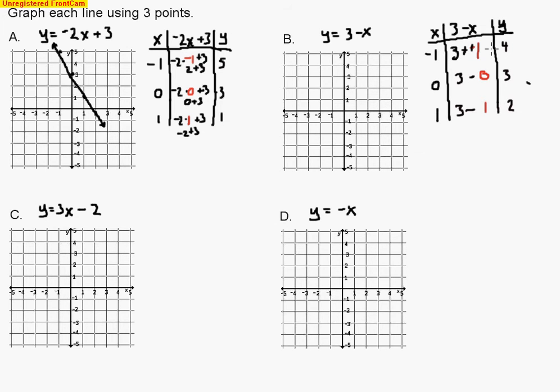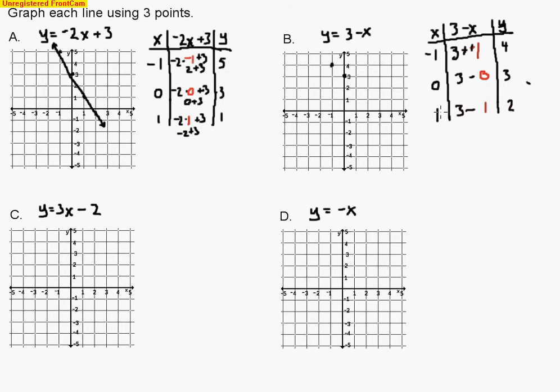Negative 1, 4 means I'm going to go over 1 space to the left and up 4. So 1, 2, 3, 4. And then do that with the next one, 0, 3. I'm going to go over 0, but then just up 3 spaces. I put the dot there.